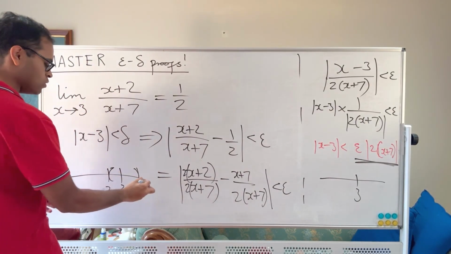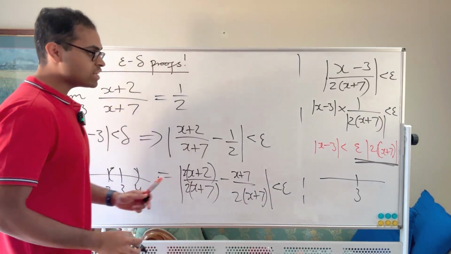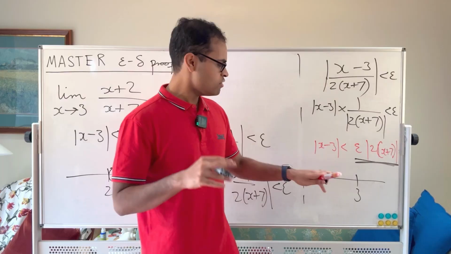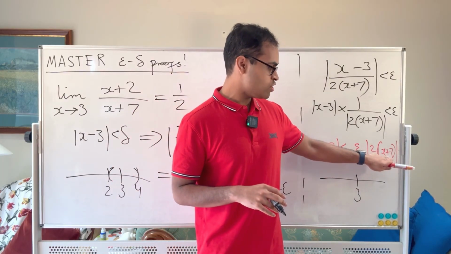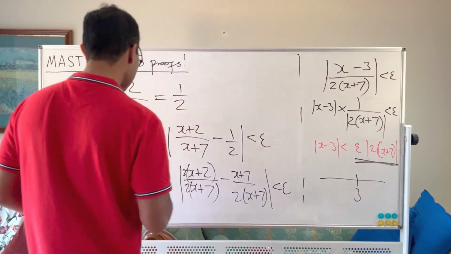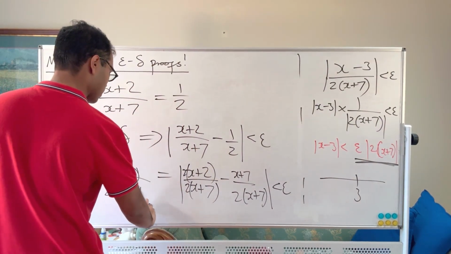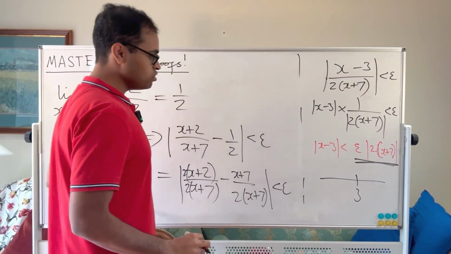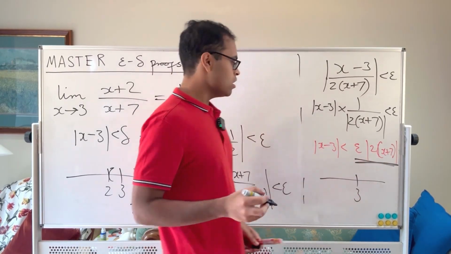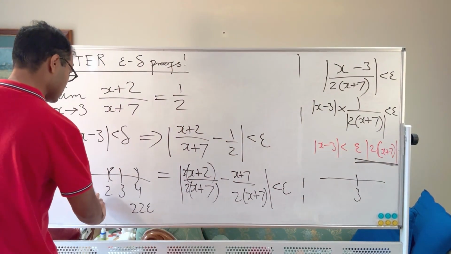But if I say that x is between 2 and 4, then when x is approaching 4, I want my 2x plus 7 to be 22, right? So our delta needs to only be 22 epsilon. But when our x is approaching 2, our 2x plus 7 is going to be 2 times 9, which is 18. So we're going to get an 18 epsilon here.